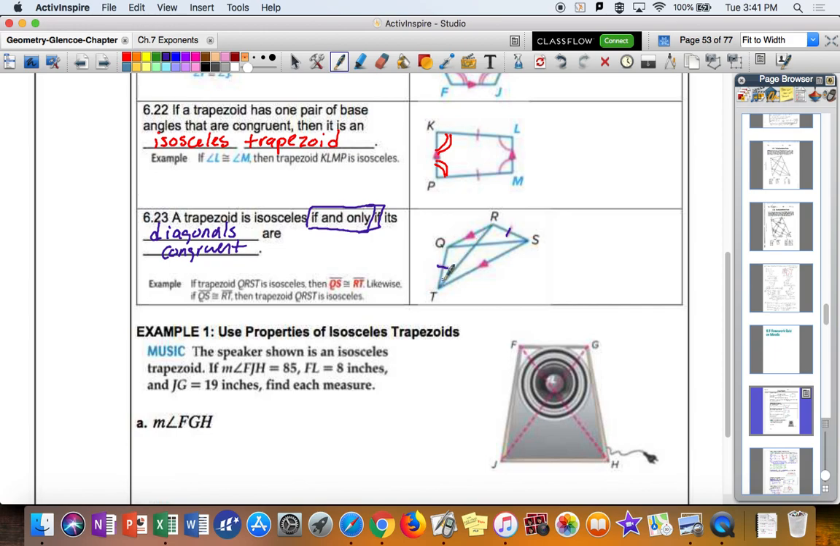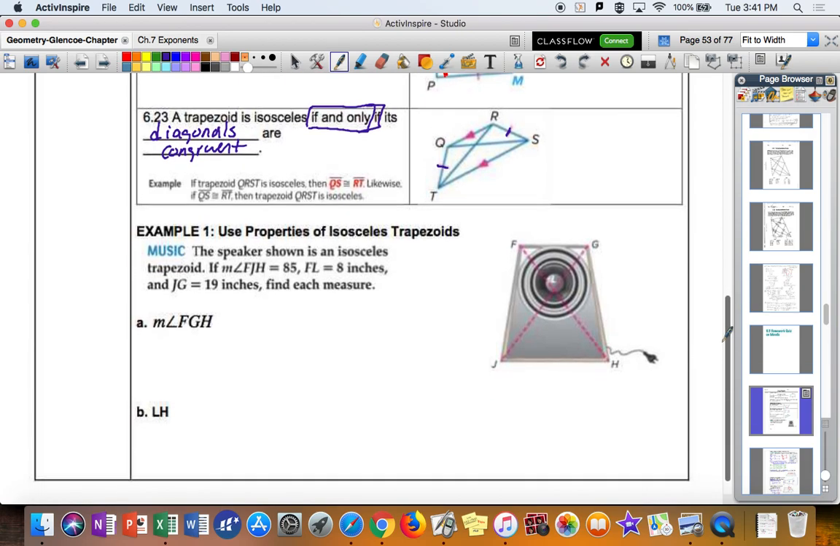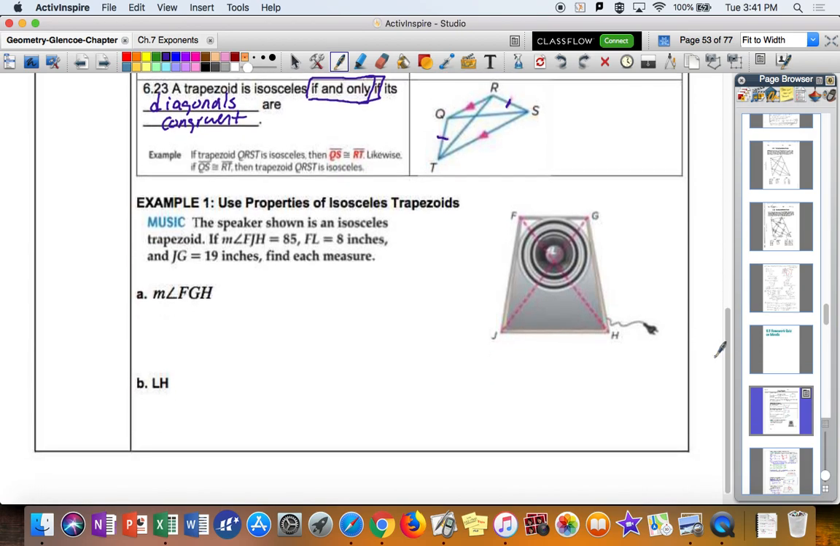Conversely, if we know we have a trapezoid and we have two diagonals that are congruent to each other, then the trapezoid has to be isosceles. So in other words, then we know RS and QT are congruent. So it's kind of a test of isosceles trapezoid, those diagonals being congruent. Okay, so let's apply a couple of these theorems.